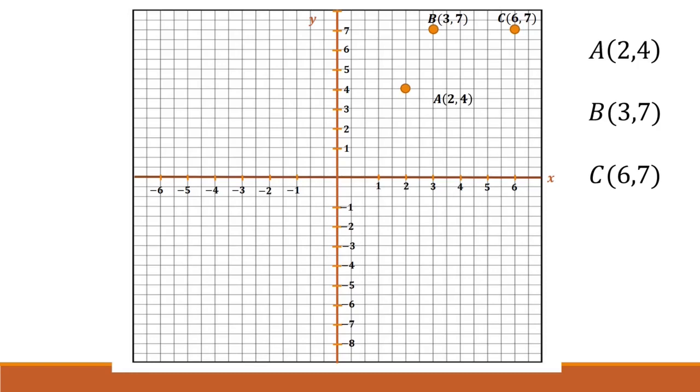Afterwards, we join the points together. I'll join point A to B, I'll join point B to C, then A to C. And this forms a triangle ABC.